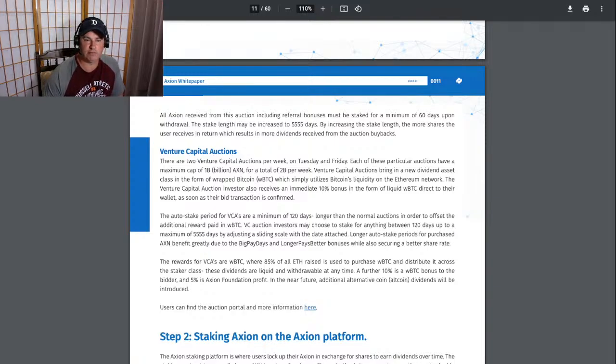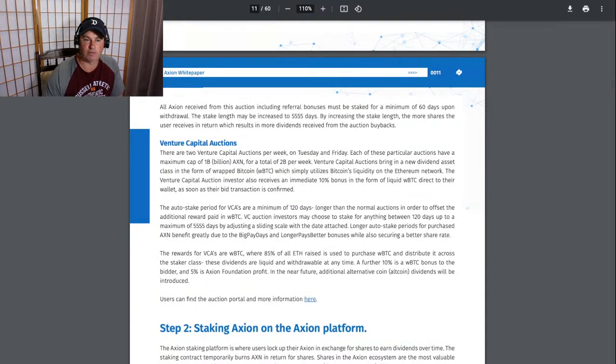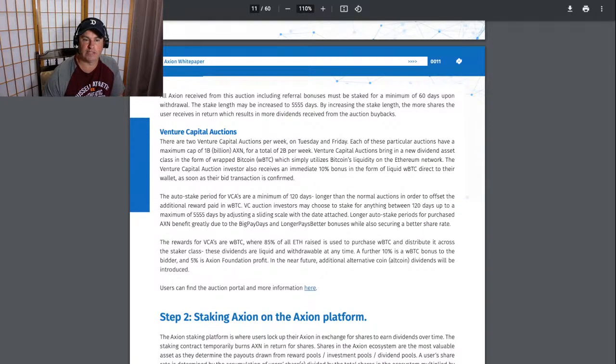So the auto stake period for VCAs is a minimum of 100 days, so that's twice as long as the regular auctions, in order to offset the additional reward paid in wrapped Bitcoin. Venture capital auction investors may choose to stake for anything between 120 days up to a maximum of 5,555 days by adjusting a sliding scale with the date attached. Longer auto stake periods for purchasing Axion benefit greatly due to the big payday and longer pays better bonuses. So those 2 extra bonuses that you can get, the big payday bonus in Axion, and the longer pays better, mean that you get 20% more shares per year that you stake. So that's huge. That's really big. So that's why people are staking for 15.2 years or 5,555 days, which is what we call the max share club.